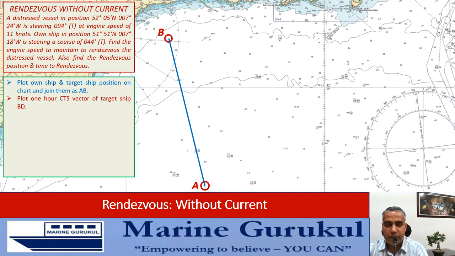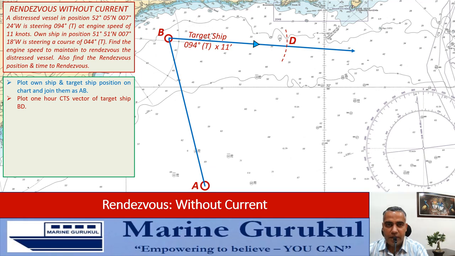We now plot the target ship course steered, which is given to us as 094 degrees true, and on this track, the target ship CTS track, we mark off the 1 hour course steered vector. The 1 hour course steered vector is coming up on the screen now as Bravo Delta, BD. BD shows the target ship course steered for 1 hour. The target speed is 11 knots, so the magnitude of this vector is 11 miles.